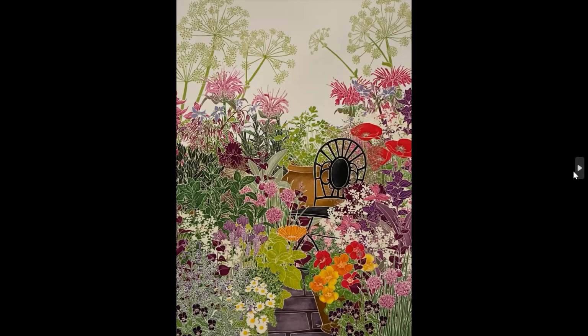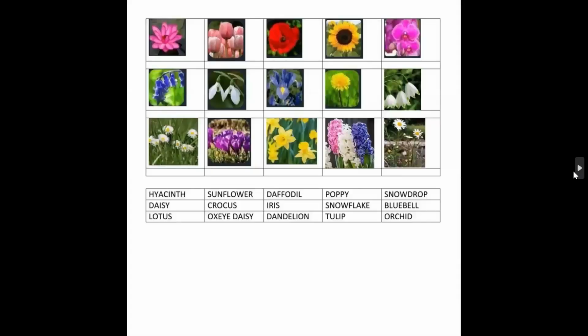So you can pause the video here and take a little note about what kind of flowers you can see. Do you know their English names? So pause here, and if you're ready, you can count your flower names. How many flowers could you name in English? I wonder. So if you're ready, let's move on. Okay.